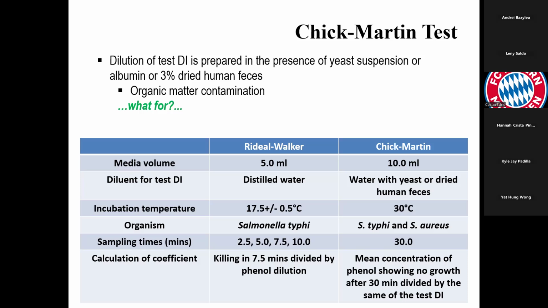Then what you do next is you scrape everything. You change the media, you change the diluent, you change the preparation of your test disinfectant, you change the glassware, everything. And then you set up the same experiment with the same phenol coefficient value that was given to you from complete scratch.